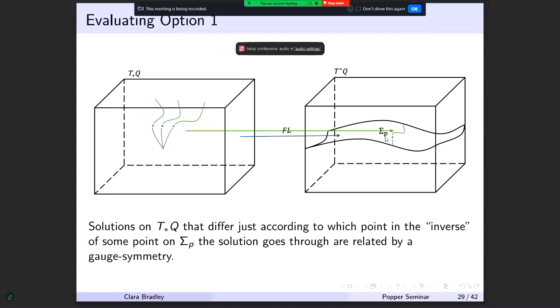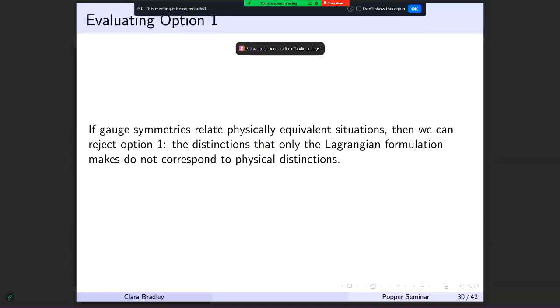So if we're thinking that gauge symmetries are supposed to relate physically equivalent situations, again, if we take this kind of standard view, then it seems like we can reject this first option. The distinctions that only the Lagrangian formulation makes shouldn't be thought to correspond to any kind of physical distinctions. They're all solutions that are related by a gauge symmetry. All of the ones that the Lagrangian theory says are different, the Hamiltonian one says are the same.